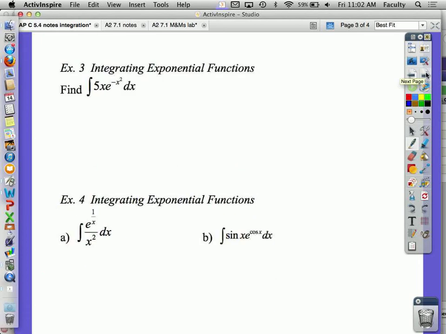Alright, so let's look at example 3. Alright, this one looks a little bit more complicated. However, if I let u be negative x squared, du would be minus 2x dx, and I have an x dx, right? And that 5, I could just pull a constant out. Okay, so a constant can always be just pulled straight out. So then I've got negative 1/2 du equals x dx.